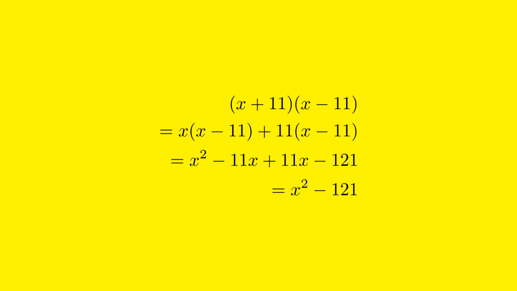This confirms that our factorization is correct, and therefore x plus 11 times x minus 11 is the fully factored form of x squared minus 121. This completes the process of solving the problem.